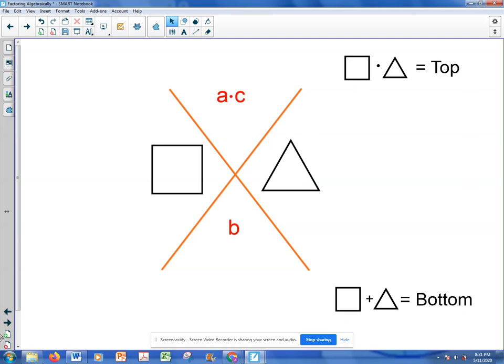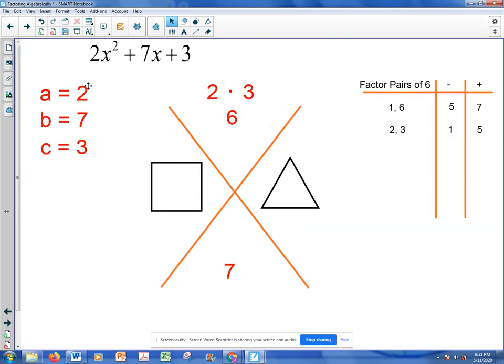All right, so we're going to try it with the one we just had. So 2x squared plus 7x plus 3: we know the quadratic term is 2, the linear term is 7, and the constant is 3. So first times the last, 2 times 3, gives me 6. That goes on top, and then 7 goes down here by itself on the bottom. Now I need to figure out what two numbers multiply together to give me 6 and add together to give me 7.